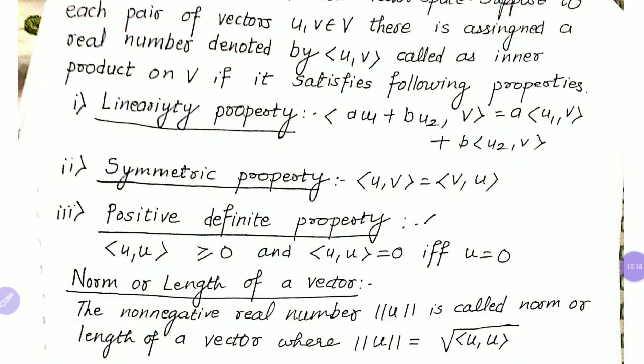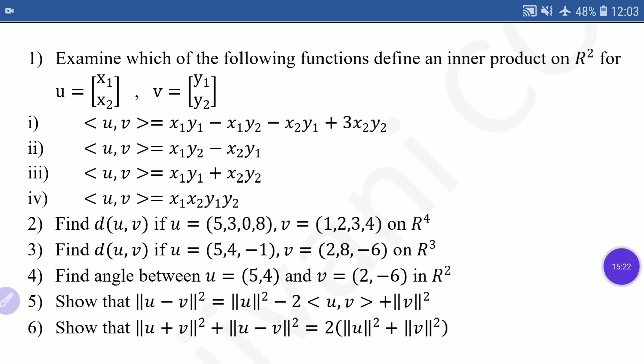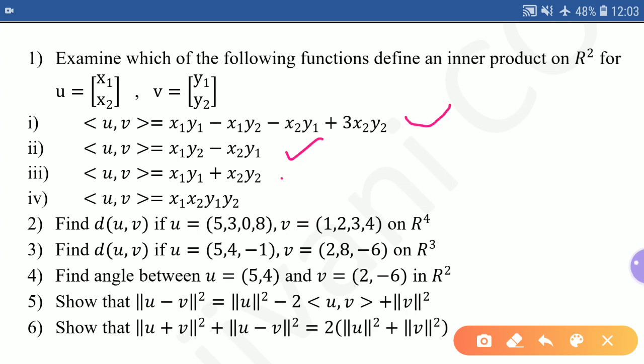If you want to check whether the given product defines an inner product or not, these are the conditions. Now for practice, I am going to give some examples. So go through those examples and try to solve them. This is the list of problems. Examine which of the following defines an inner product on R2. This product, this product, this product. I think this one we have completed. First one we have completed. The next three you need to check. If one of the properties fails from the definition, then that won't define an inner product on that particular space R2.